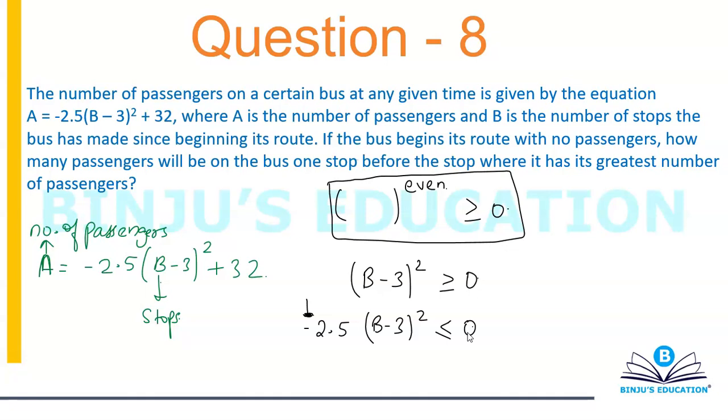I told you this in the basics of inequalities, probably in linear inequalities itself, that whenever you multiply both sides by a negative, the sign of inequality changes. So minus 2.5 into (b minus 3) whole square is always less than or equal to 0. Now you can add 32 on both sides. So you have minus 2.5 into (b minus 3) whole square plus 32 is less than or equal to 32.